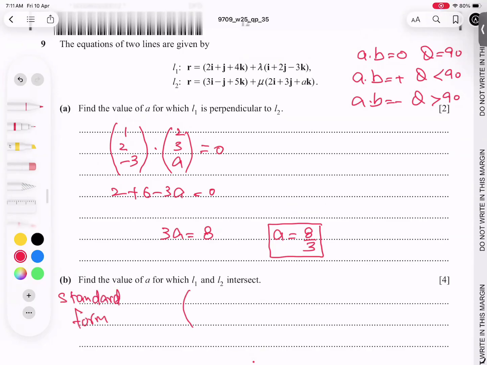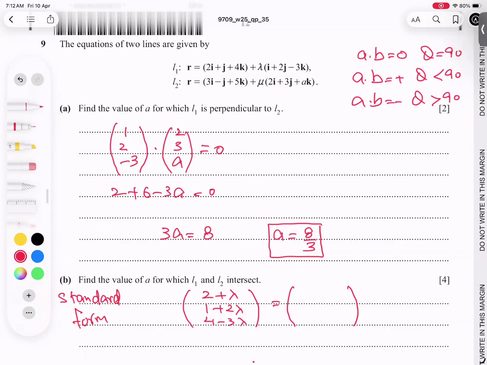So here I'm writing the standard form of line 1. Here I'm writing the standard form of line number 2. I get 2 from here and lambda from here, like the coefficients. 1 from here and 2 lambda from here, so 1 plus 2 lambda. 4 from here and -3 lambda, so 4 minus 3 lambda.